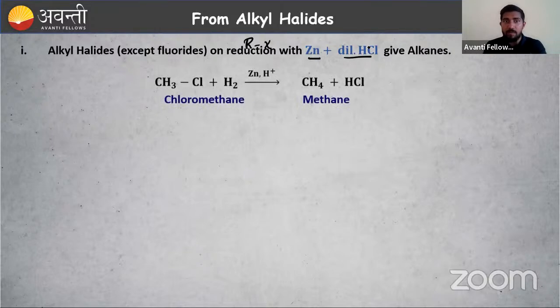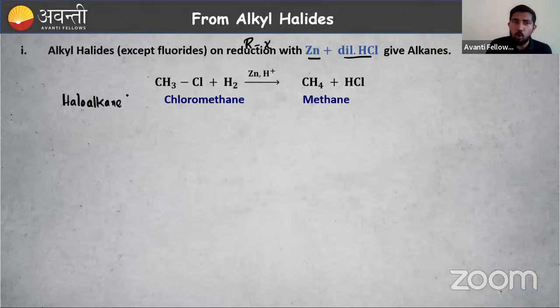So let's take an example. We have chloromethane. IUPAC nomenclature we have studied. So that is a haloalkane, that is the name, haloalkane. Here chlorine is the halogen, so we call it chloro. Then what is the alkyl group? Methyl is the alkyl group. So methane, chloromethane, in the presence of Zn, H plus. What is H plus? That means acid, can be HCl. Okay, so what is happening?